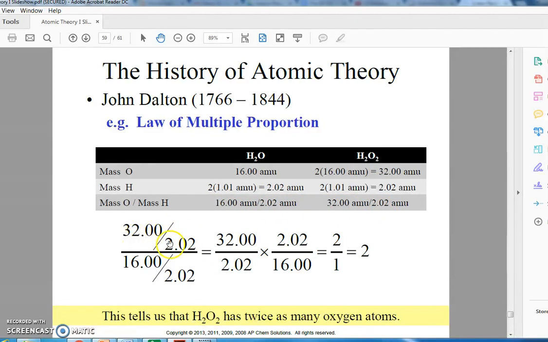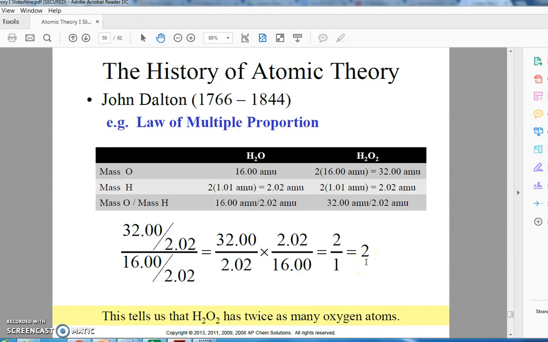So here they did 32 over 2 divided by 16 over 2. Now how do you divide a fraction by a fraction? You multiply by the reciprocal. So that's what they did here. 32 over 2. This is our ratio from the hydrogen peroxide. Times 2 over 16. This is our ratio from the water flipped because we're trying to divide them. And you'll see it comes out to be a whole number.